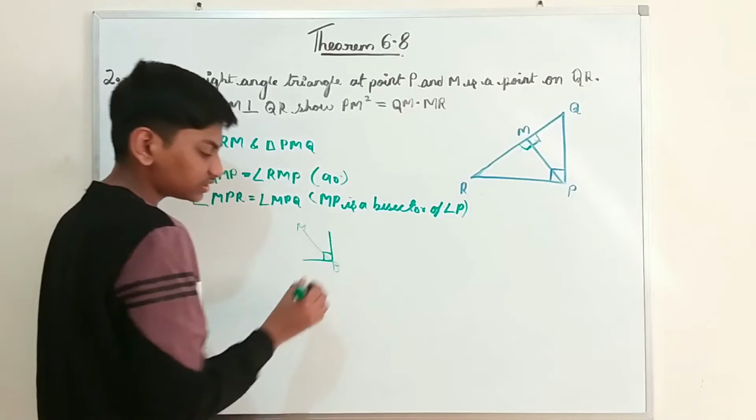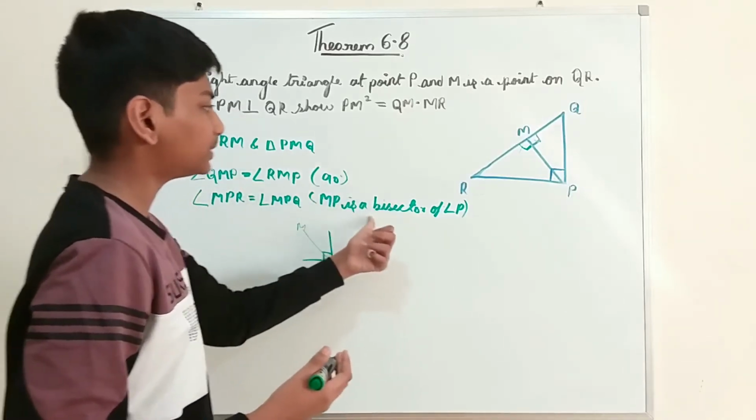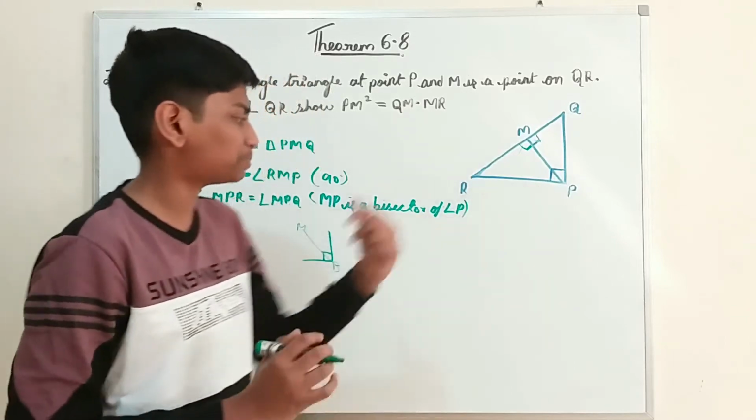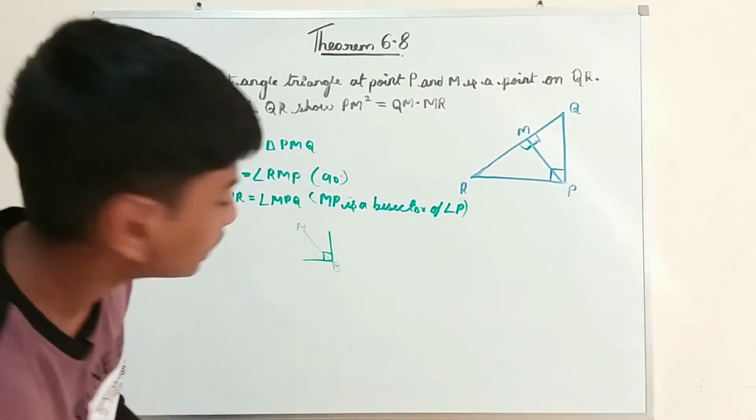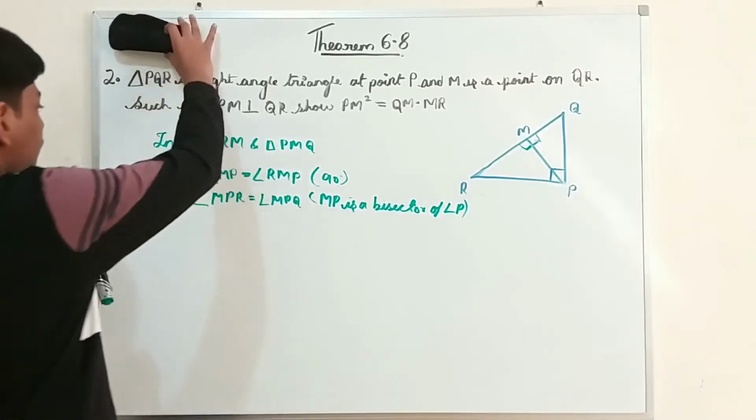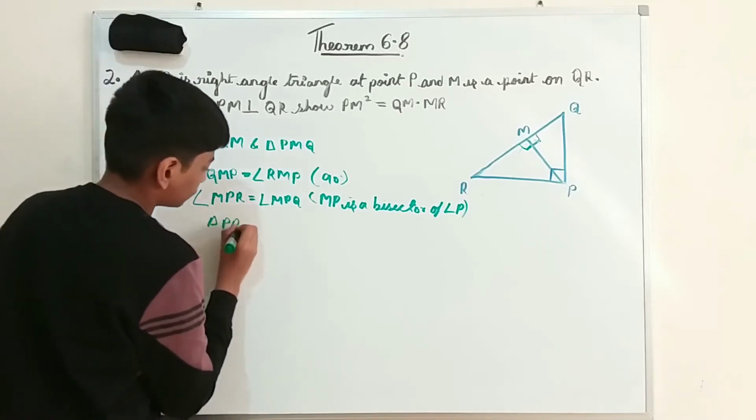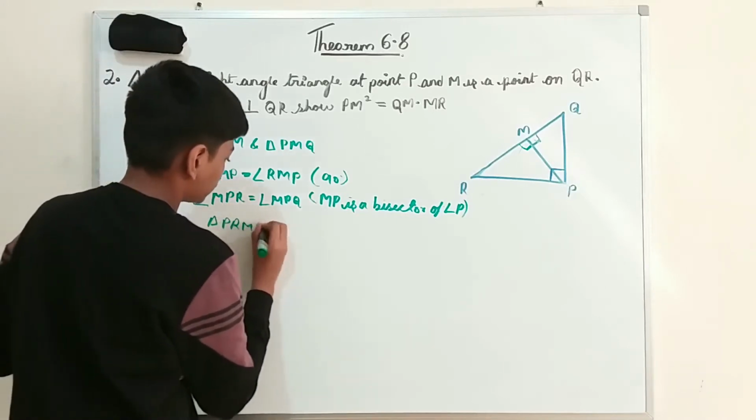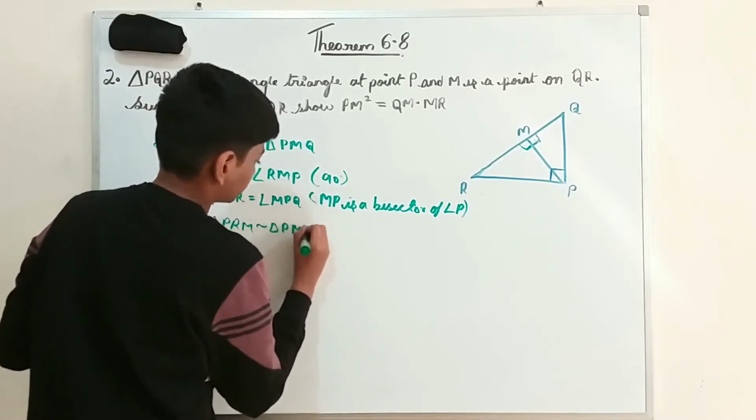Both angles are divided into two equal parts, right? Because MP is the bisector of angle P, so it will be 45 degrees. That is the rule over here. Now if you closely look, there is nothing else we can prove, right? So we can just say that triangle PRM is similar to triangle PMQ.